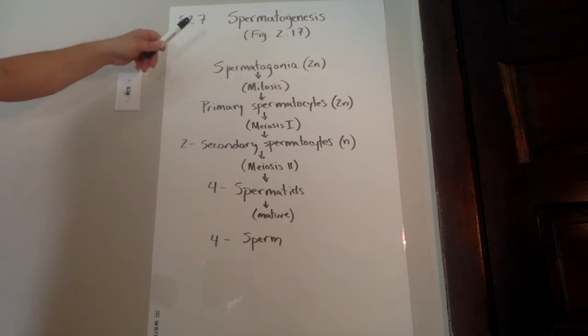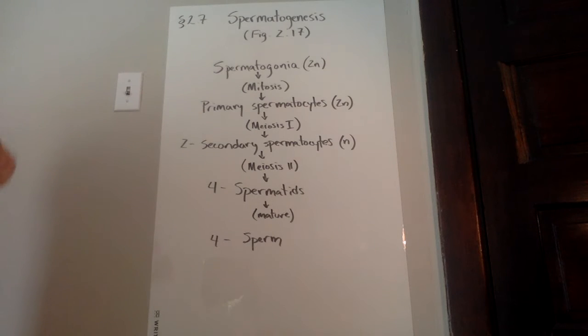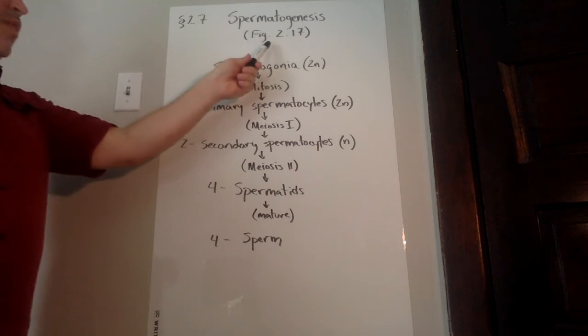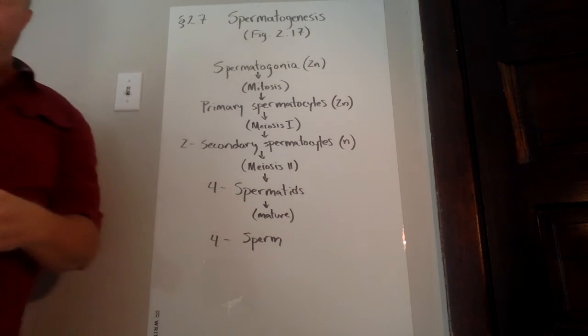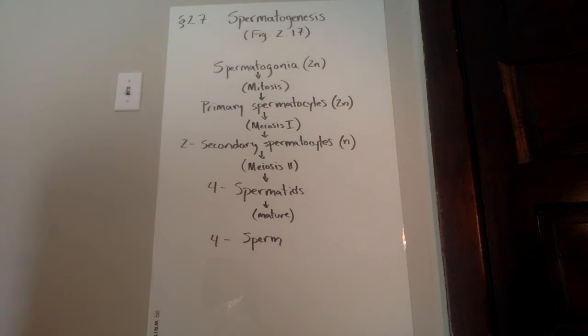In these videos, I will give you the information you want to be looking at while you're going through this. So this is section 2.7 of the book. The figure you're going to be looking at while we're talking about this is figure 2.17. This shows us both spermatogenesis and oogenesis. So this is going to be a lecture, a small video about these two things.